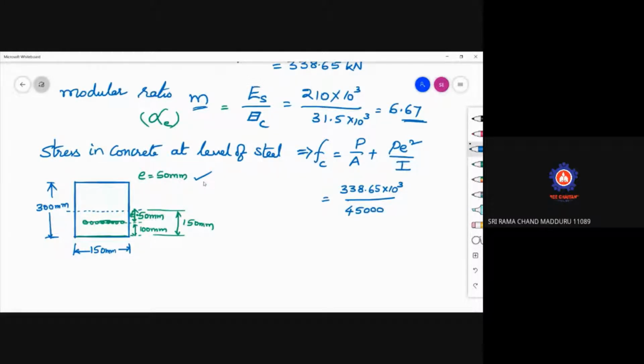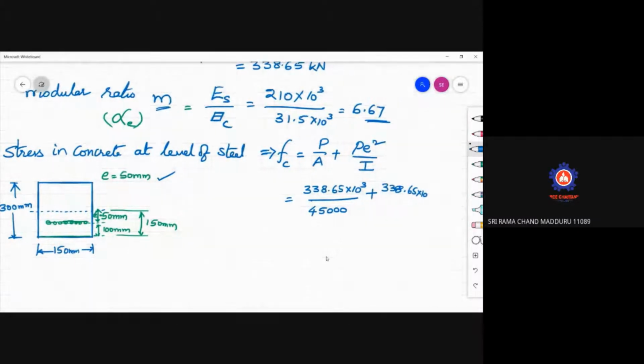Area of the cross section is 45,000 plus 338.65 into 10 cube into 50 square by moment of inertia 337.5 into 10 power 6. Tell me the value of fc, which is in terms of stress, Newton per mm square or MPa. So this is stress in concrete at level of steel.